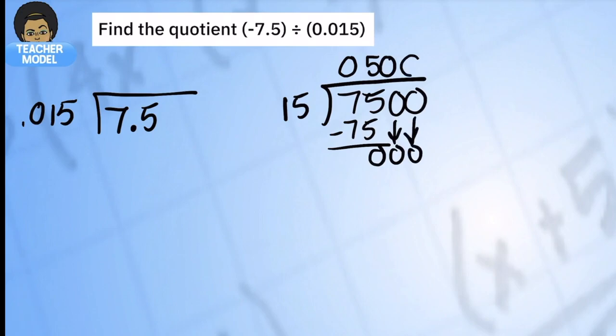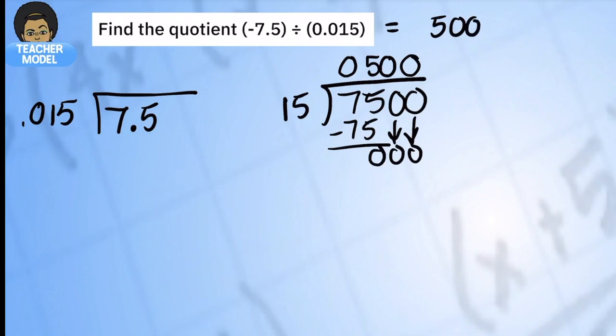It does not go into 0. Notice again, I'm always making sure there's a digit above each of these numbers, making sure my quotient has as many digits as the number that's being divided. So here we go. It is actually 500.